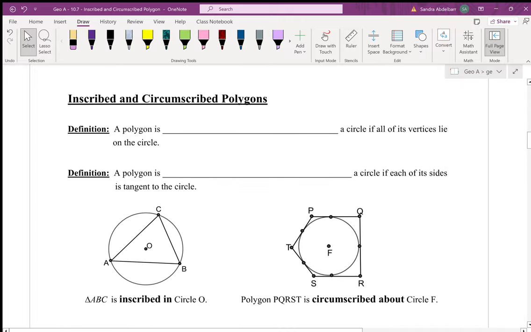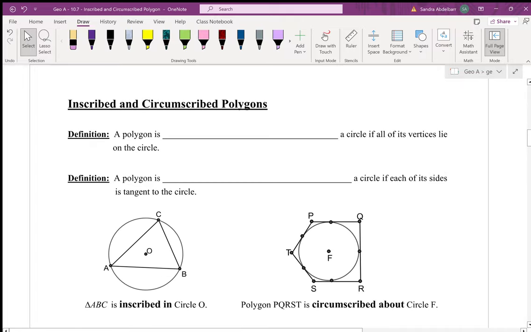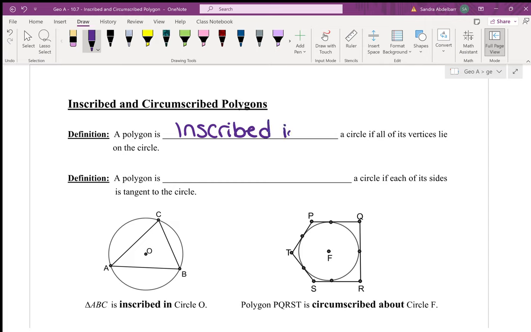Here we go. Inscribed and circumscribed polygons. A polygon is inscribed in a circle if all of its vertices lie on the circle. A polygon is circumscribed about a circle if each of its sides is tangent to the circle.